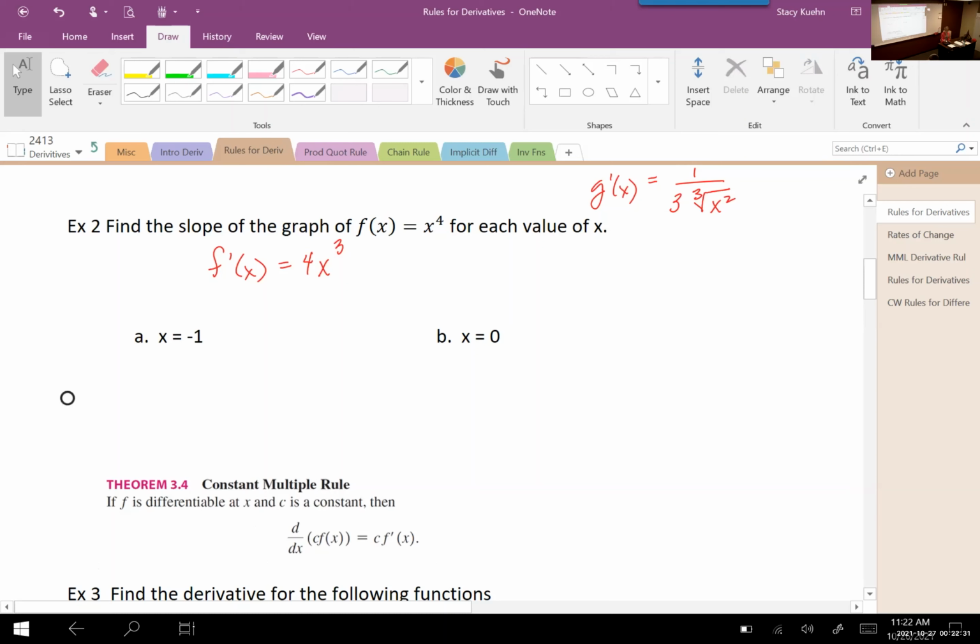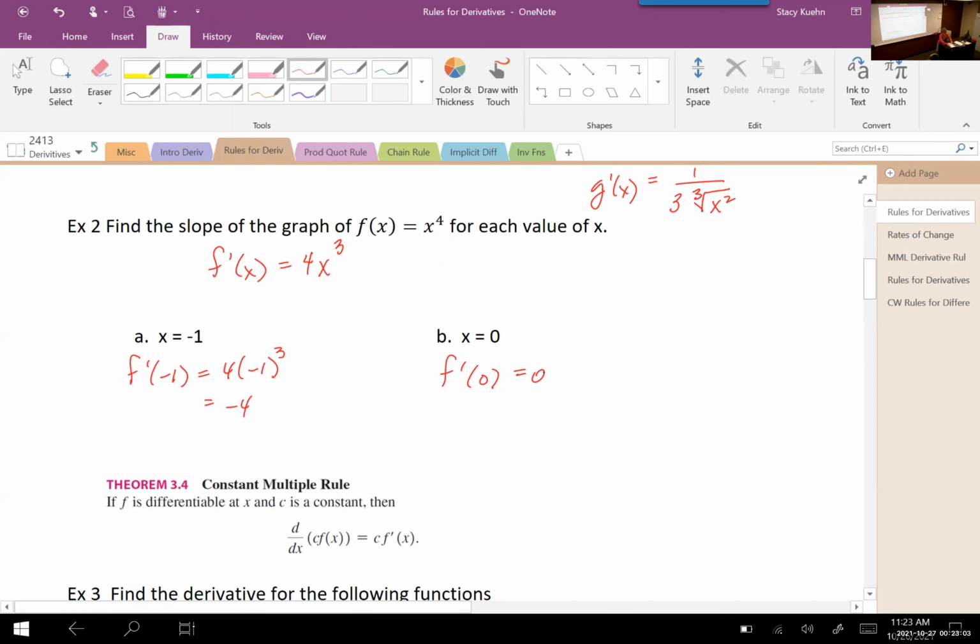And what do you get? -4. F prime of -1 would be 4 times -1 cubed, or -4. F prime of 0 is going to be 0. Okay. All right.